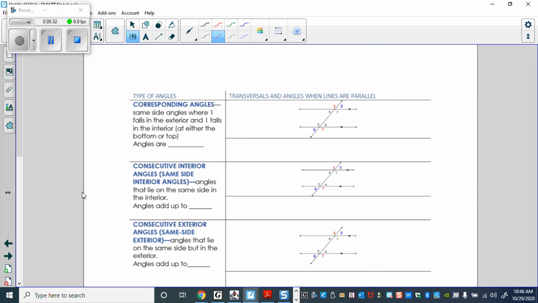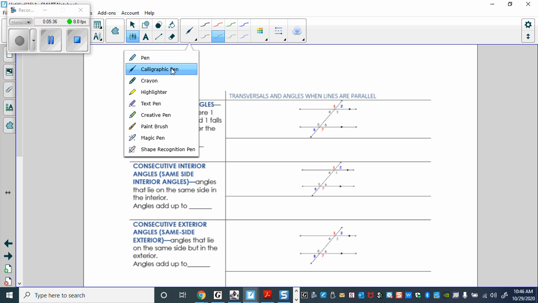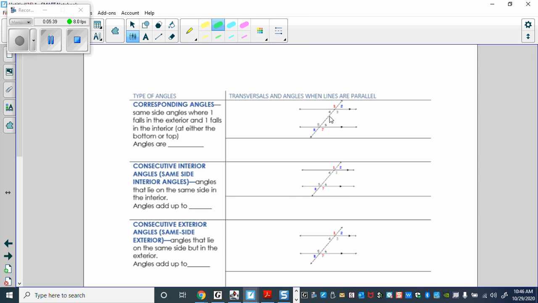Okay, so the first type of angle we'll look at is corresponding angles. Corresponding angles are on the same side, and these lines are parallel. So we have the first parallel line, and then the second parallel line. The angles are on the same side of the transversal, but in different positions. These angles are congruent. In our sets of corresponding angles, the measure of angle 1 is congruent to the measure of angle 5. We have other sets of corresponding angles as well.